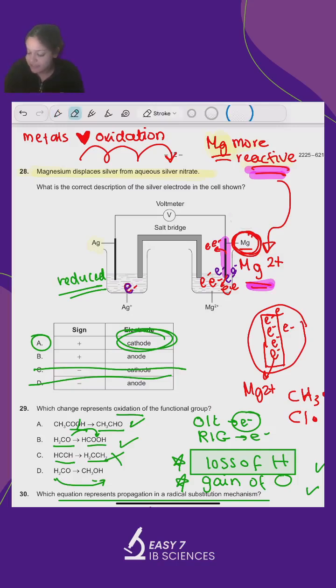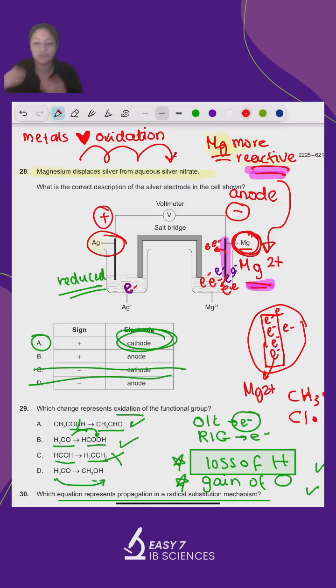So if this is my negative electrode, and it's where oxidation takes place, this is going to be my anode, where oxidation takes place. So what about my silver? My silver is going to be my positive electrode, because you always have to have one negative and one positive, right? So this is going to be my cathode, and this is where reduction is going to take place. Does that make sense, guys?